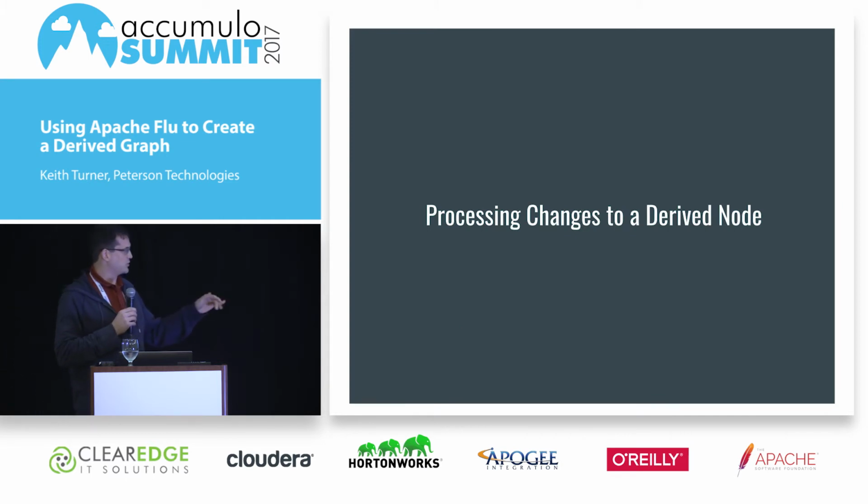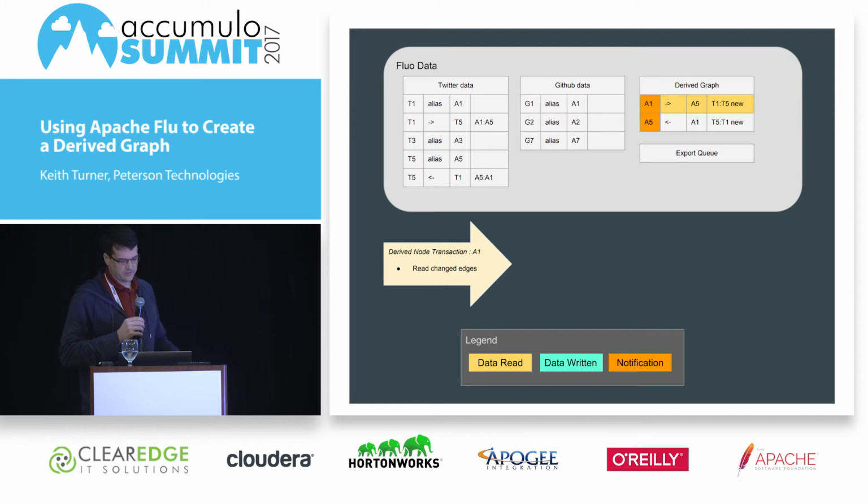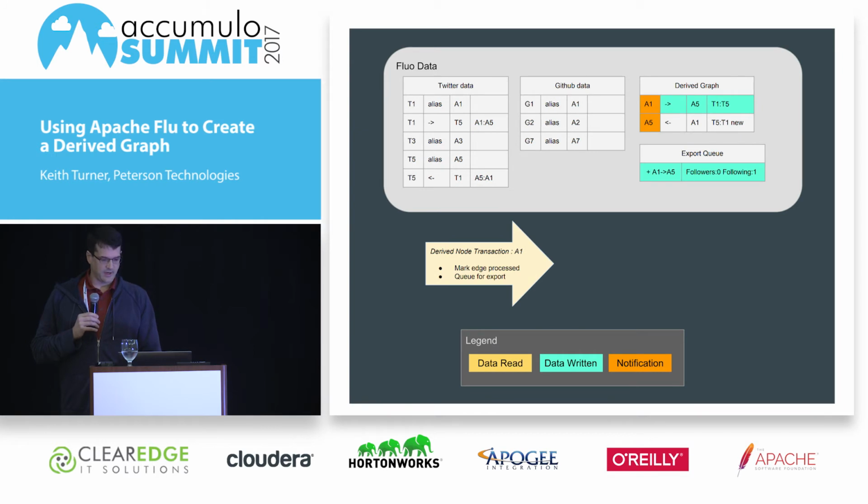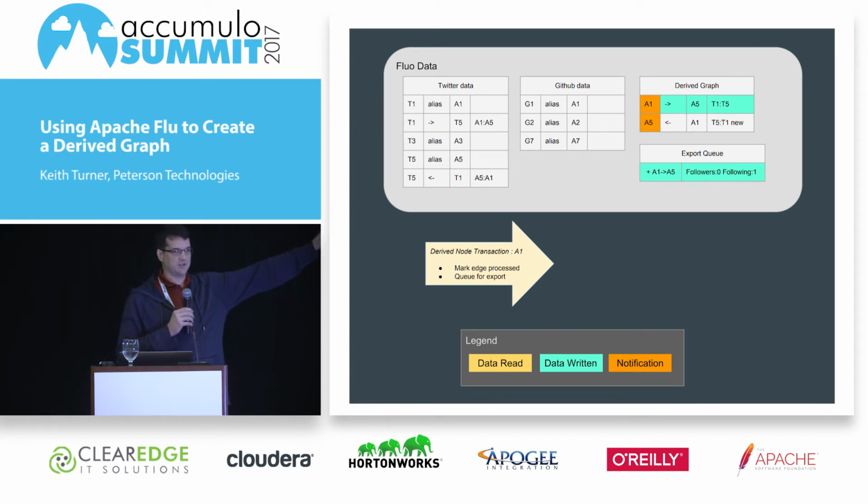So the next thing I'm going to go through is what happens when something processes a notification. We have a transaction that started executing because a notification was set on A1. It's going to read the current state of A1, figure out what's changed, and then compute the new state of it. So it reads that A1 has this new edge to A5. It's going to mark that edge as no longer new, so it's going to make that change. And it's also going to put something on an export queue.